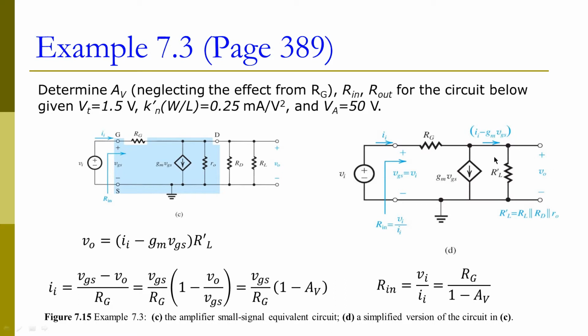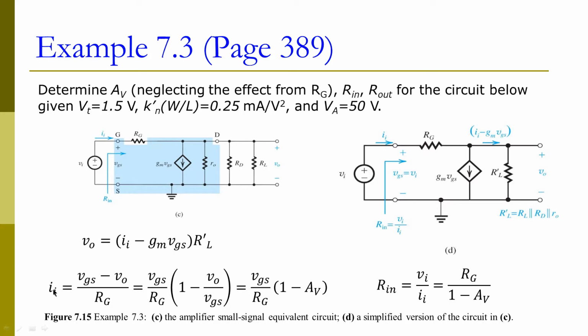Now, from this further simplified model, we can calculate our output voltage. The output voltage will equal the current through this resistor times the resistance. Now the current is the difference between these two: II, which is the current through this Rg here, minus the drain current gm VGS, will give us the current through this resistor, and that will give us the output voltage.